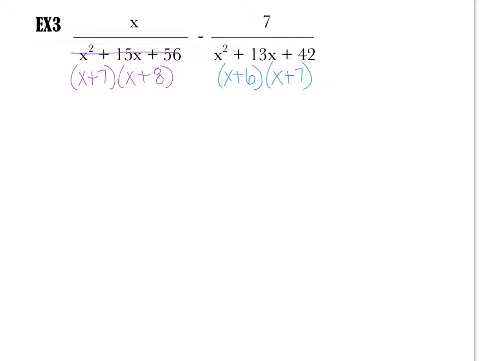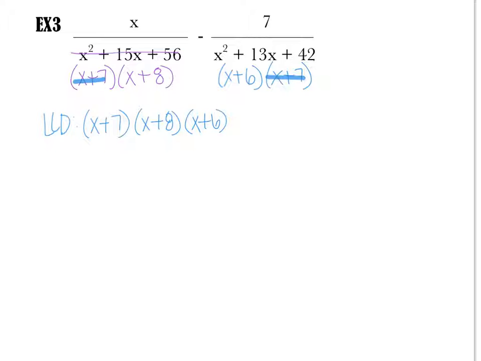All right. So what would my common denominator be? So when I look at these two denominators, I notice that they both have an x plus 7. So I am going to have x plus 7 in it. However, this one has an x plus 8 and this one has an x plus 6. So it's going to be the combination of all of those. So it's going to be the x plus 7 that they share, but then the x plus 8 of the first fraction and the x plus 6 of the second fraction. So my least common denominator is going to be those three binomials.